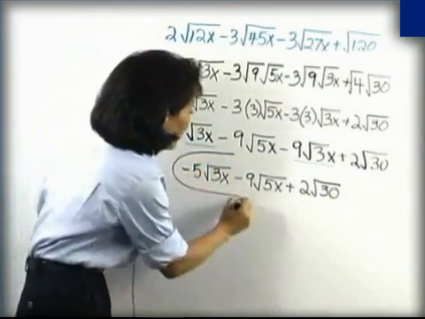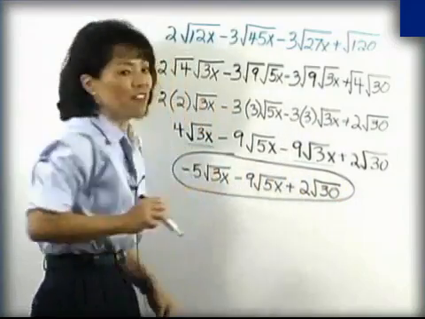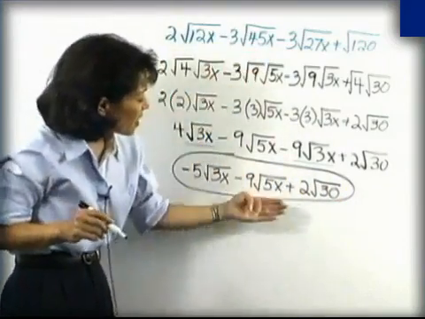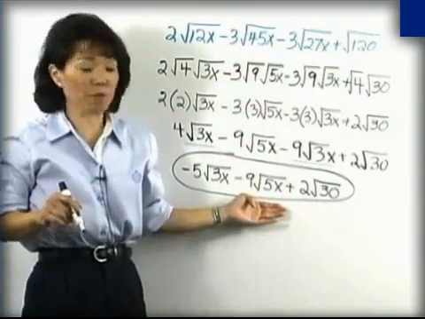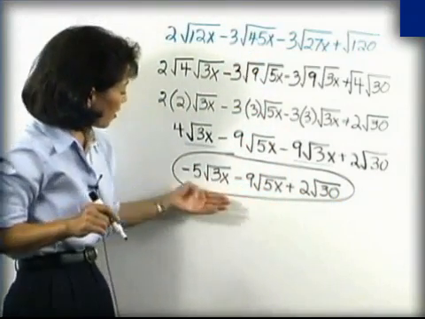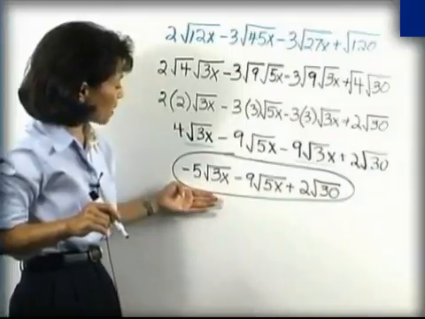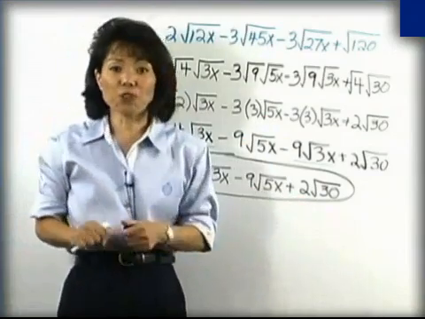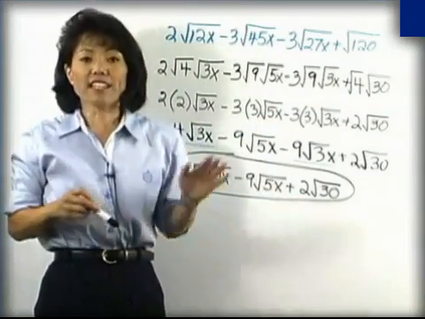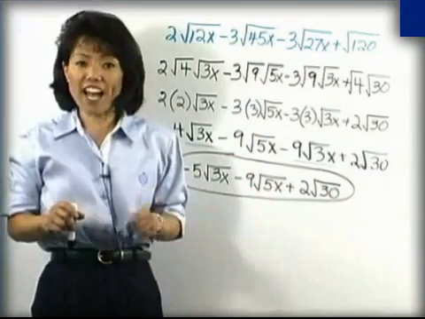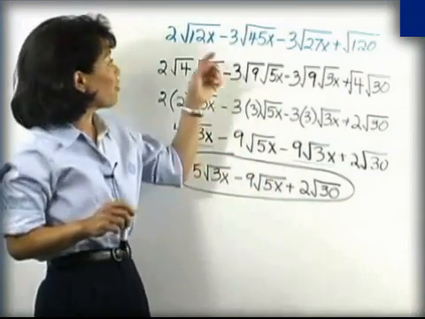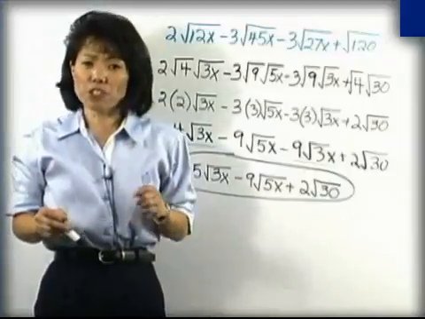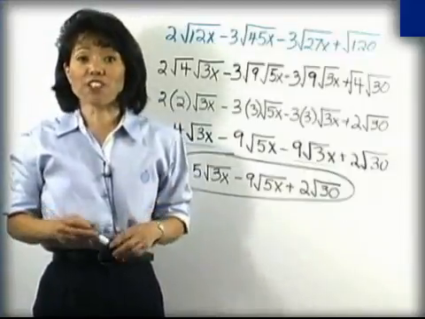So you may not feel that good about this one, but this rather complex expression simplified to a less complex expression down here: minus 5 times the square root of 3x minus 9 times the square root of 5x plus 2 times the square root of 30. The key to these problems is looking for factors of the radicands that are perfect squares, and making sure that when you choose that perfect square, it's the largest possible.